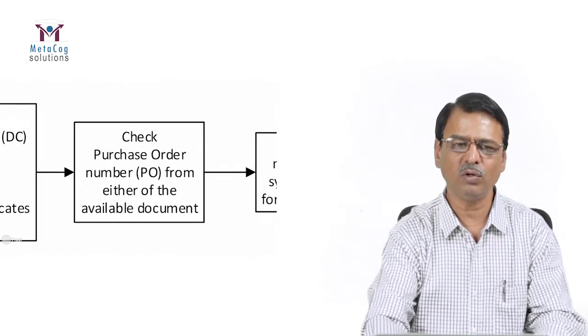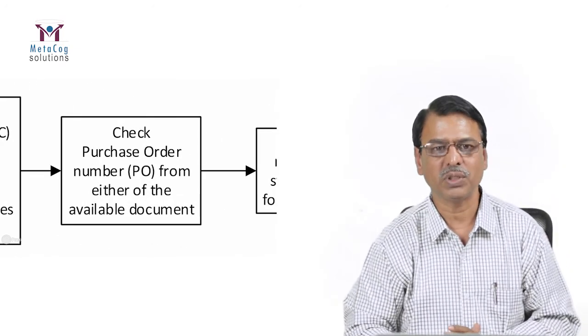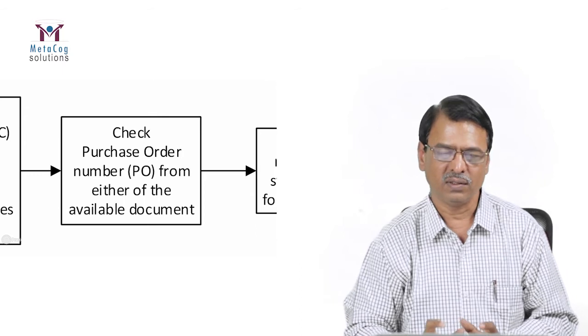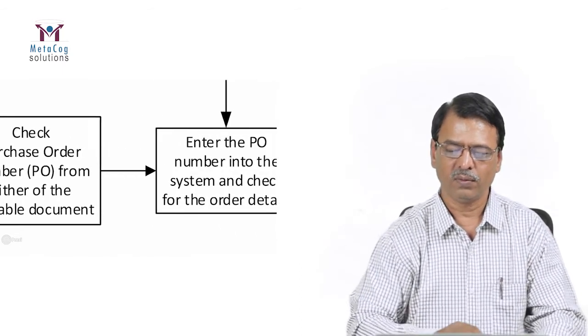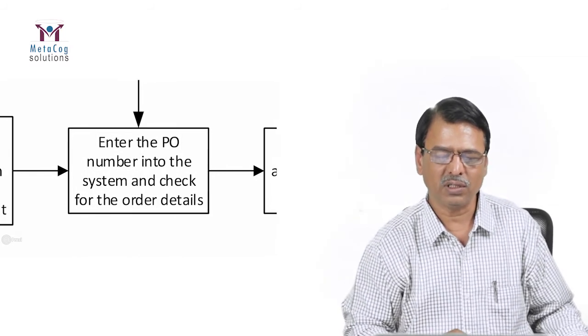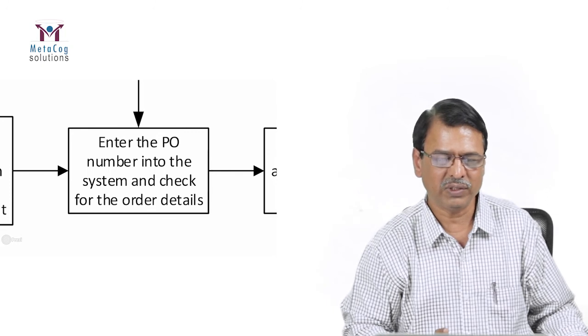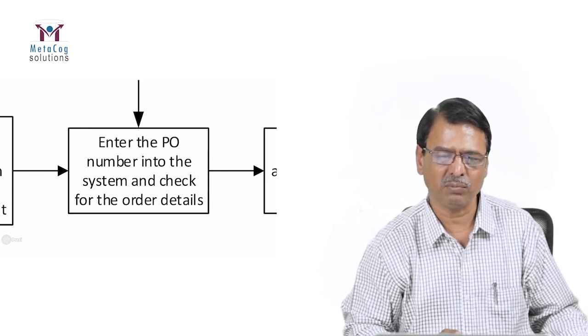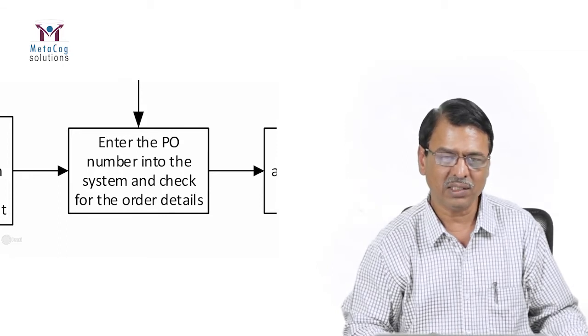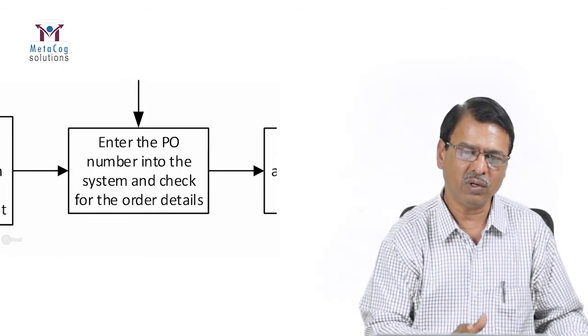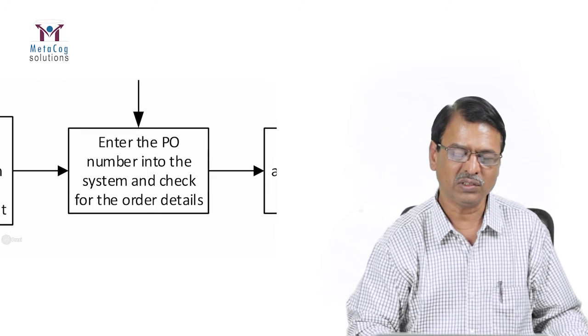What is the next activity you will do? You will check with respect to the purchase order whether these items are available in the purchase order or not. Then what you do, enter the purchase order number into the system and check for order details. Once the delivery challan has a purchase order number, you will use that purchase order number, enter it in the system and see whether delivered items are available in the purchase order, yes or no.